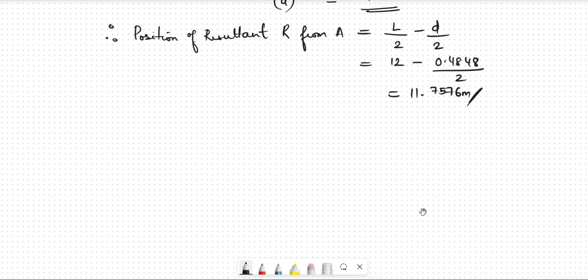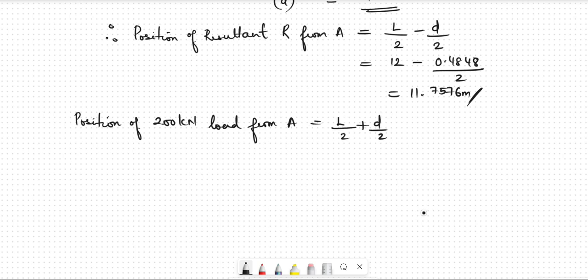We just have a train of concentrated loads, so it is easier for us to find the position of the 200 kilonewton load from end A. So for that, let us find what that position is. The position of the 200 kilonewton load from end A is given by L by 2 plus D by 2.